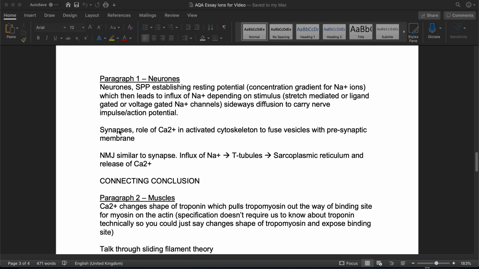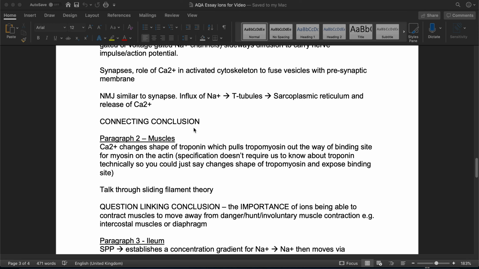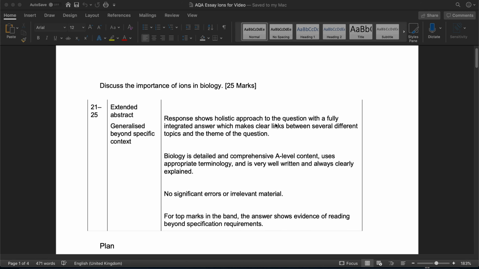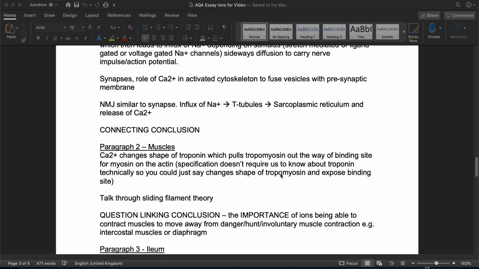The main thing I wanted to talk about was that connecting conclusion and the idea that you could talk about synapses, then the neuromuscular junction. Then you could say if Ca2+ is released from the sarcoplasmic reticulum as a result of that nerve impulse moving down T tubules, then that leads us perfectly onto paragraph 2, talking about muscles. So that's addressing that aspect of the specification, linking topics together.